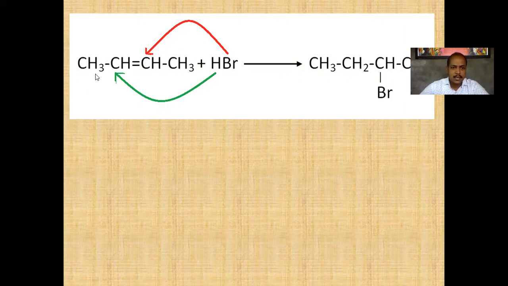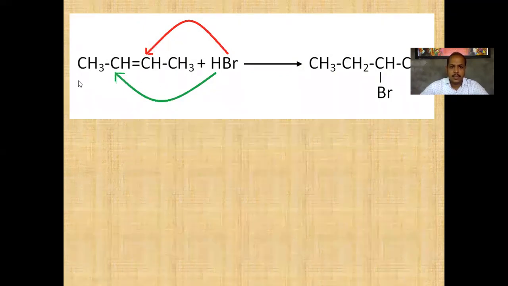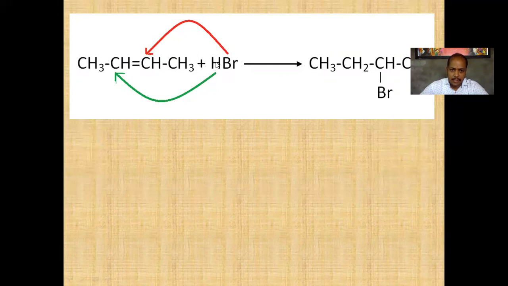Here CH3, single bond, CH, double bond, CH, single bond, CH3. That is 2-butene. 2-butene on treatment with HBr. The same will happen. This H is added here, CH gets converted into CH2, the carbon double bond is converted into a single bond, and there will be the formation of a bond between this CH and this Br. So this is a very simple addition. By using this method we can convert alkene into alkyl halides.